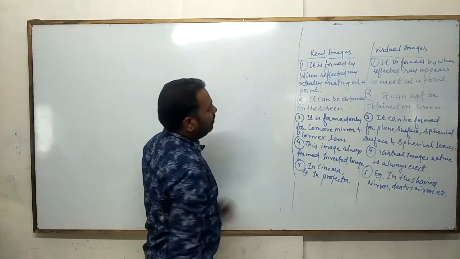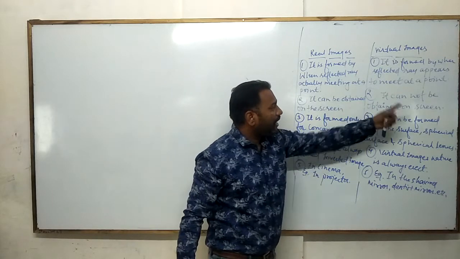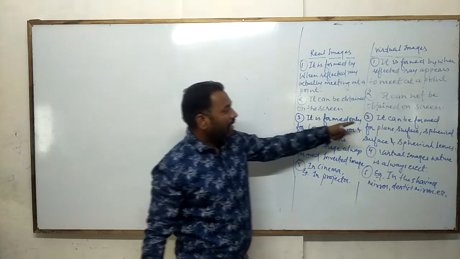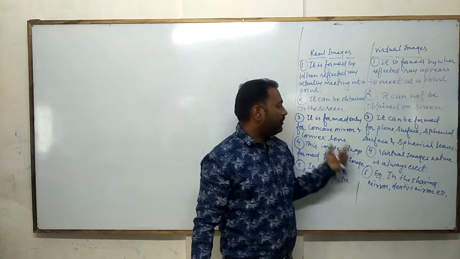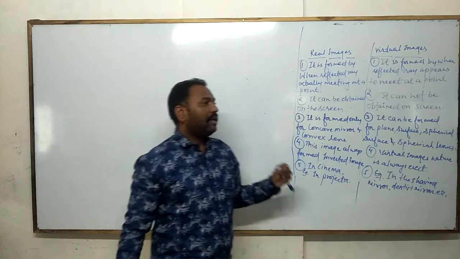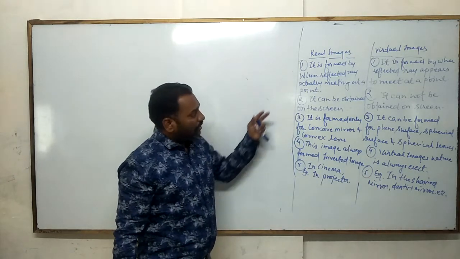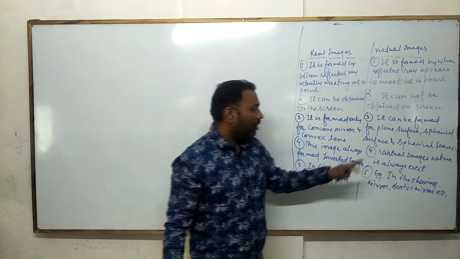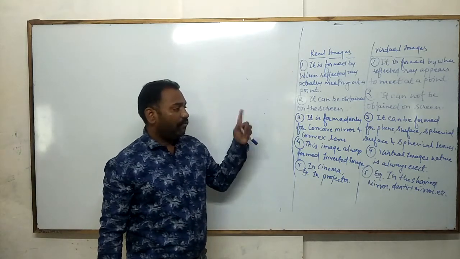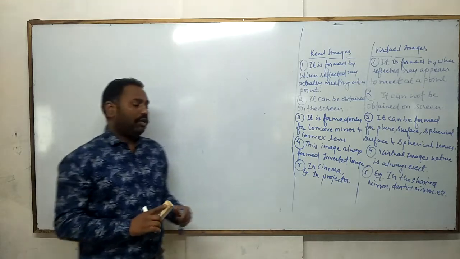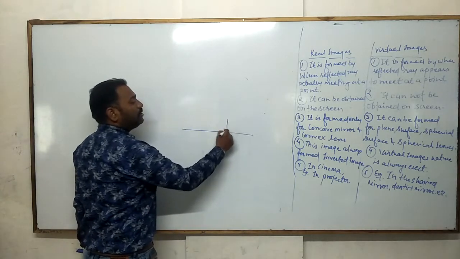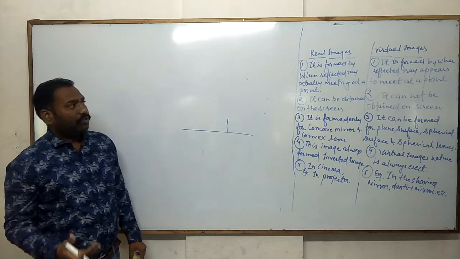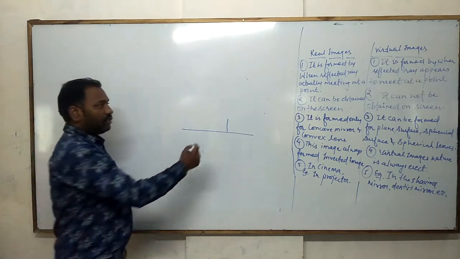So look, the next line is, it can be obtained on the screen, it cannot be obtained on the screen. It is formed only for concave mirror and convex lens, and it can be formed by plane surface, spherical surface and spherical lenses, because sometimes conditions are such that both real and virtual images are formed. Then the virtual image's nature is always erect. When the virtual image is formed, it will be erect, because the virtual image is always formed on the upper side of the principal axis. That's why the virtual image is always erect in nature.